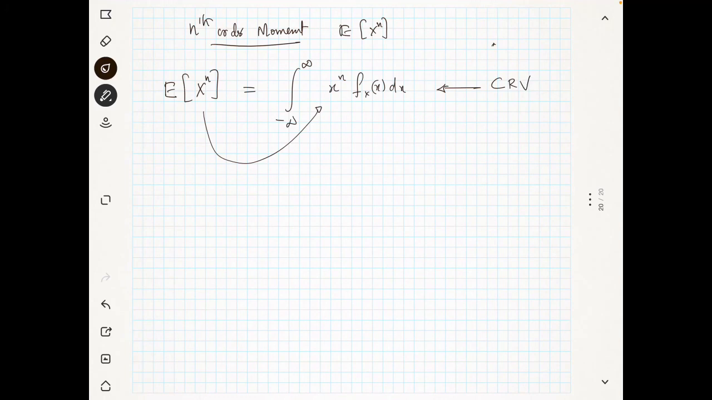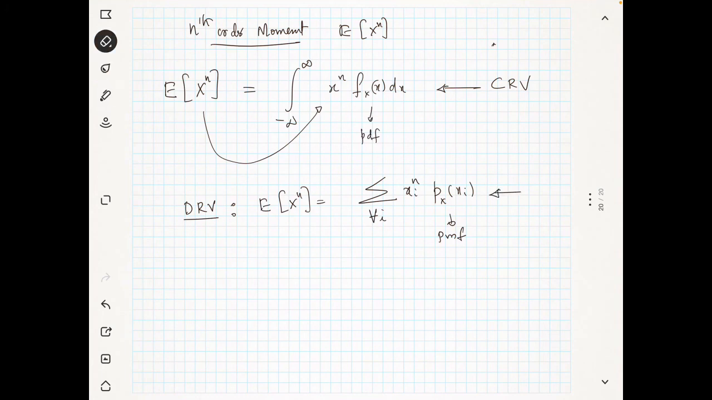In the discrete random variable case, expected value of x power n is nothing but, instead of integration, you have to sum it for all i, xi raised to n, then px of xi. This is the probability mass function, and this is the probability density function in the continuous case. So this is the discrete random variable case.